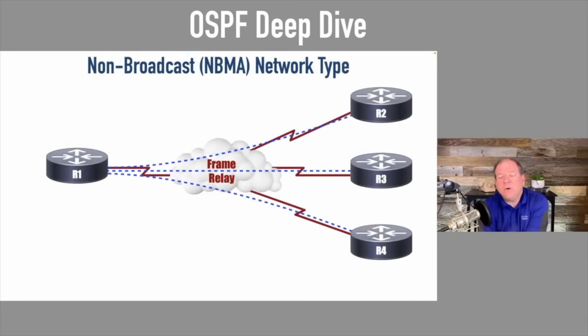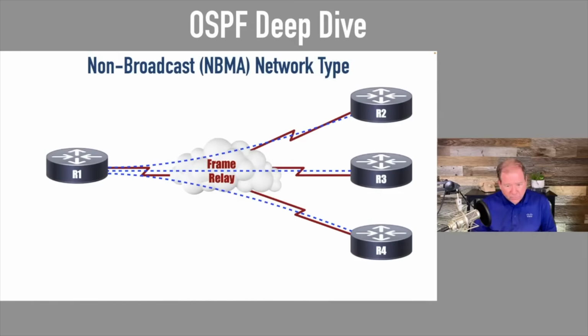Let's take a look at non-broadcast multi-access network types. This one is a bit confusing to folks. Let me break it down for you. This is a multi-access network. What that means is all these routers, R1, R2, R3, R4, they're all connecting in to the same subnet. We have multiple devices accessing the same subnet. However, we're not doing broadcasts over these links. And by the way, when I say we're not doing broadcasts, that also implies we're not doing multicasts either. So we're not doing broadcast or multicasts.